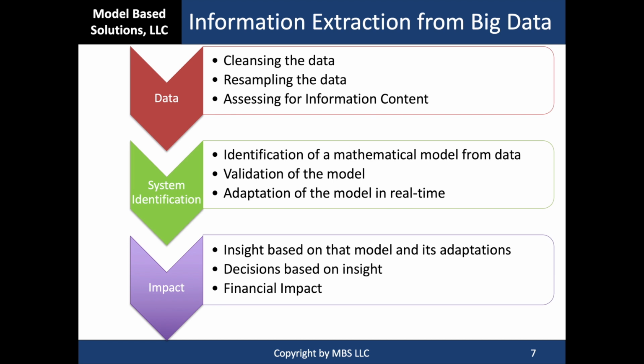There are three primary steps to monetizing data analytics using system identification. In the data category, the data must be cleansed and resampled, followed by assessing whether the data contains useful information. In the system identification category, mathematical models are developed from the data. Next, the identified models must be validated. Once validated, the model is ready for deployment and real-time adaptation.